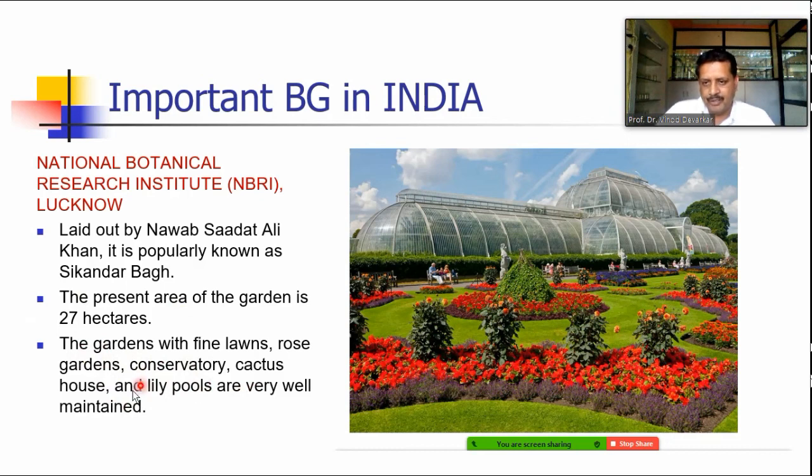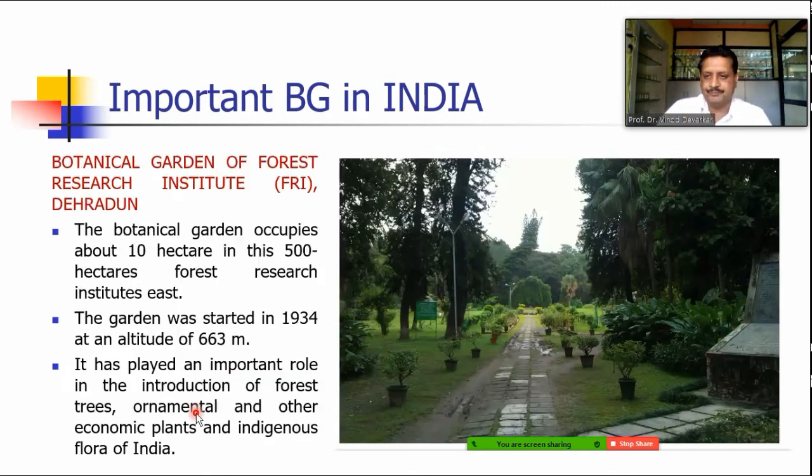Then the Botanical Garden of the Forest Research Institute at Dehradun. Here also we find a botanical garden which spreads over 10 hectares of the 500 hectares of the Forest Research Institute estate. The garden was started in 1934 at an altitude of 663 meters. It has played an important role in the introduction of forest trees, ornamental and other economic plants into the indigenous flora of India.